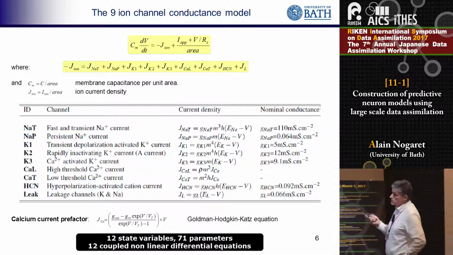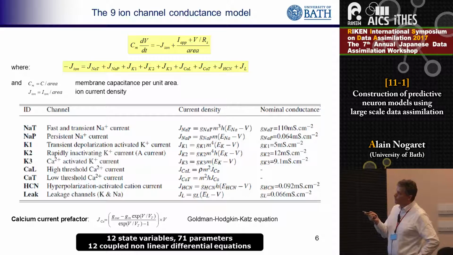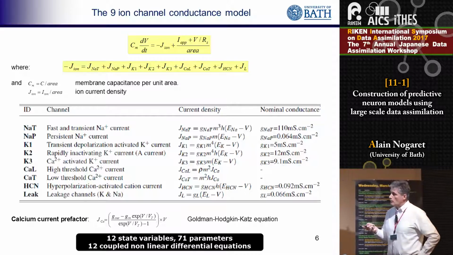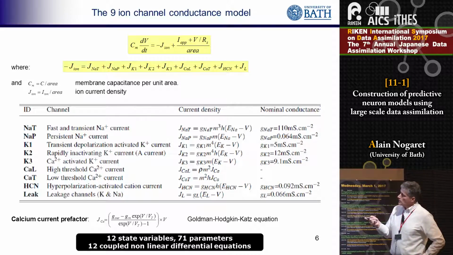So this is our model. The rate of change of the voltage is proportional to the sum of these ion currents. So the model is just the same, but slightly more complicated. Now we've got 12 state variables, which are the voltage and each of the probabilities. So this is 1, 2, 3, 4, 5, 6, 7, 8, 9, 10, 11, 12.